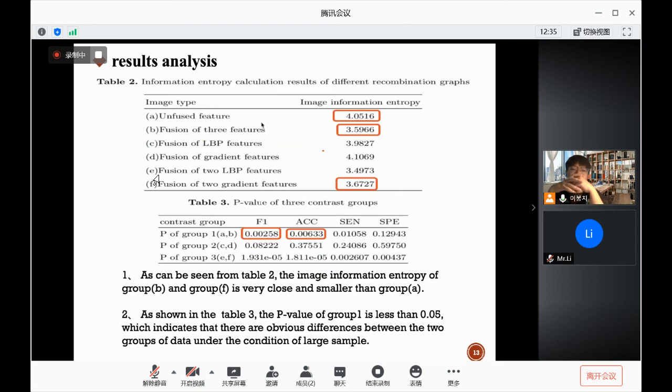As can be seen from Table 2, the image information entropy of group B and group F is very close and smaller than group A. Number 2, as shown in Table 3, the p-value of group 1 is less than 0.05, which indicates that there are obvious differences between the two groups of data under the condition of large sample.